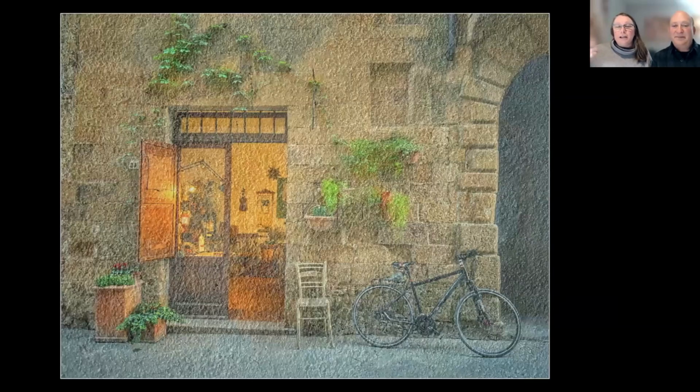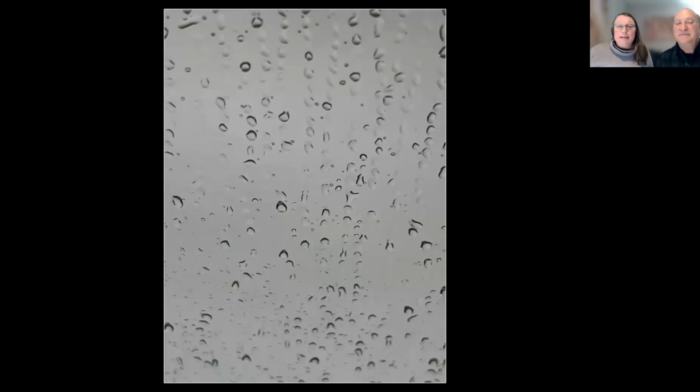Italy's a great place for textures. They've got all that stucco and things. So you're going to start taking a lot of weird photos when you hang out with us. And then you just start thinking about anything can be a texture.